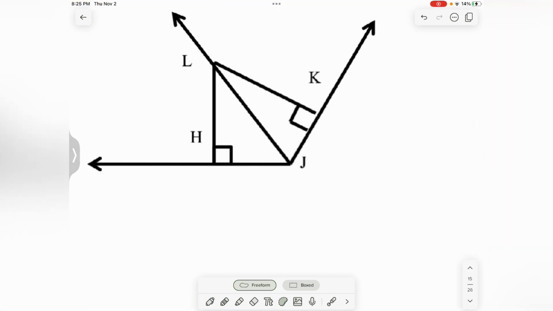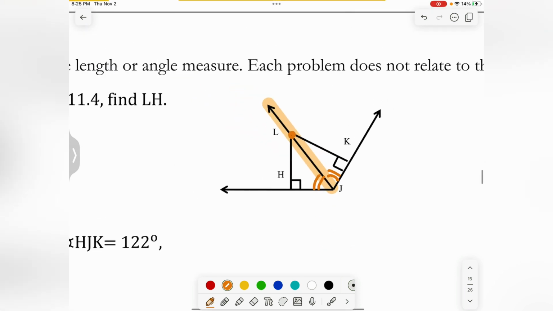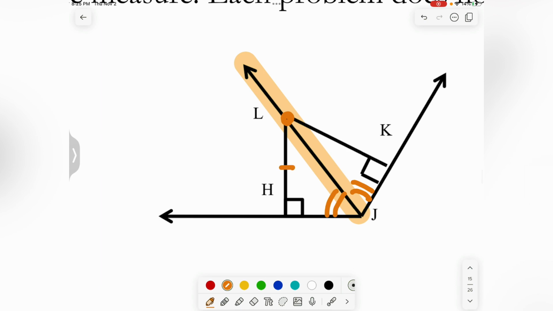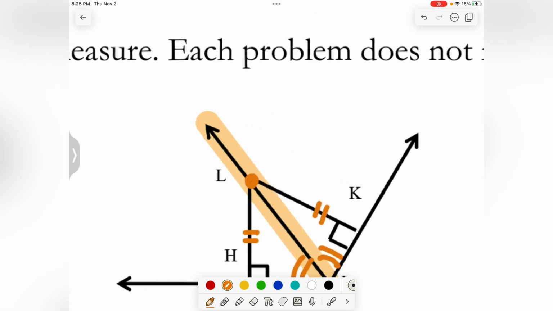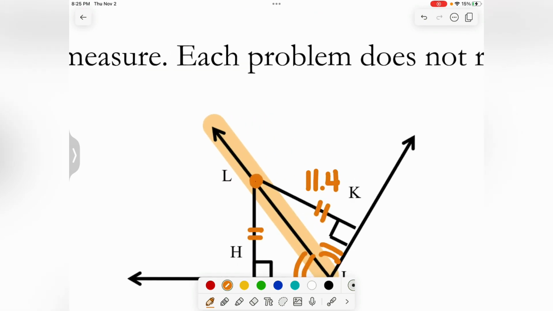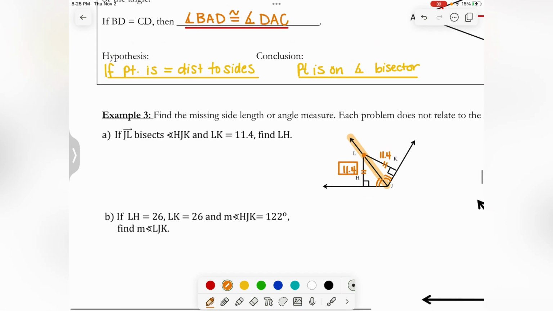So let's talk about this. Okay, it says that this is an angle bisector. So that means these little angles are congruent. And then point L is on the angle bisector, so that tells me that these sides are congruent. It also tells me that LK is 11.4, so that means that LH is 11.4. So that's the answer to this problem.